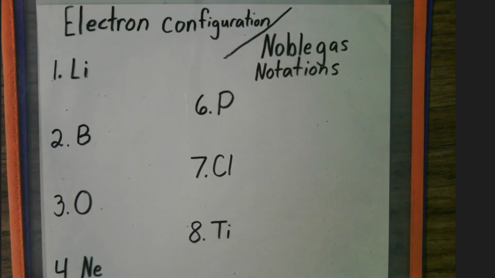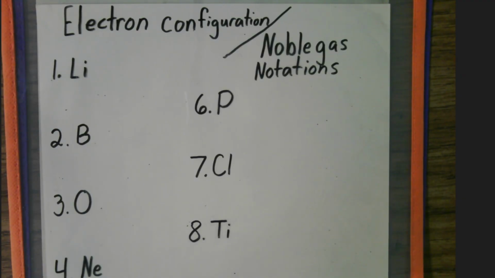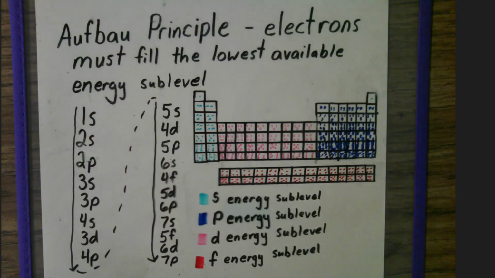Hi y'all, in this video we're going to be talking about the electron configuration and noble gas notations of elements. But before we get started with that, we have to look at a principle that will help this to be understood a little bit better, and that is the Aufbau principle. This is where the electrons must fill the lowest available energy sublevel before filling up the higher ones.